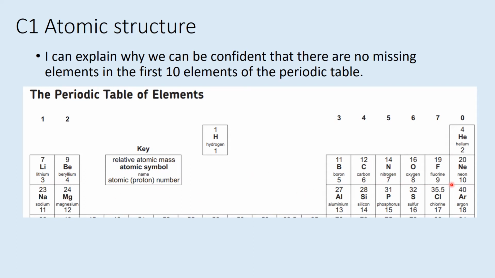The proton number, of course, tells you the number of protons. You should also be aware that you can't get half a proton. Therefore, if you have all the whole numbers from 1 to 10 complete, then clearly there are not going to be any elements discovered that will fit in between those.